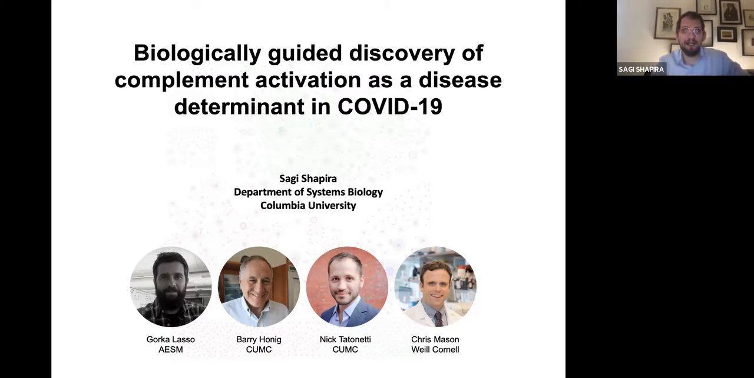So I will focus today on the computational side of the work. But before I go too far into things, I want to just highlight a few people that made the work possible. Gorka was a postdoc in my lab. He now has his own group at Albert Einstein. I'll be talking a lot about his work. Barry Honig is a close collaborator in the Department of Systems Biology at Columbia. And a lot of the discoveries were motivated by this close collaboration.